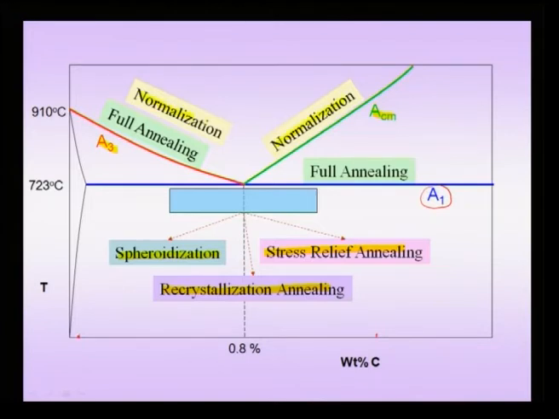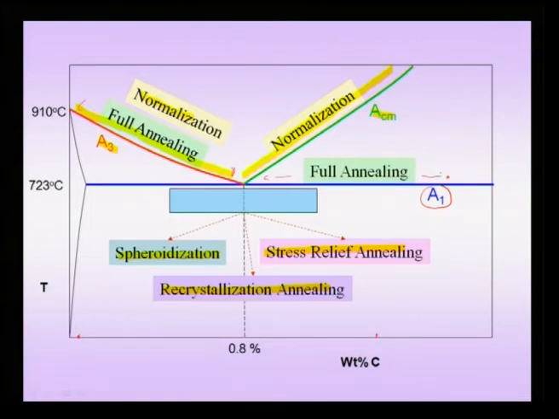So, we carry out normalization in the temperature regime which is above the ACM line for hypereutectoid steels and above the A3 line for the hypoeutectoid steels. Full annealing, on the other hand, is carried out above the A3 line for the hypoeutectoid steels, like here. So, when you want to do full annealing, you will carry it out in the regime above A3 for hypoeutectoid steel. However, for hypereutectoid steels, the full annealing is carried out only above the A1 line and not above the ACM line. So, this is the range we carry out. We will see the reason very soon.